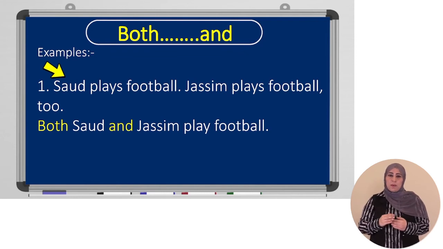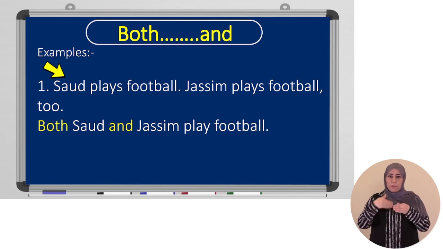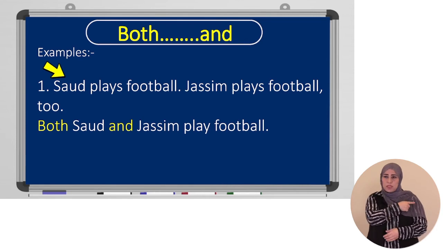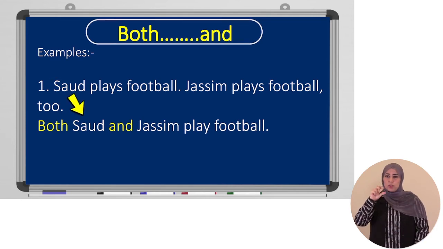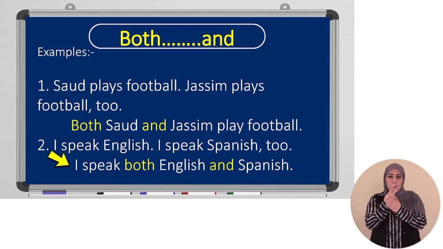So basically, if you decide to have both followed by a noun, then and has to always be followed by a noun. If it's followed by an adjective, it also has to be followed by an adjective. For example, Saud plays football, Jassim plays football too. So we'll say both Saud and Jassim play football. See how that works? You can also look at the other example. I speak English, I speak Spanish too. I speak both English and Spanish.